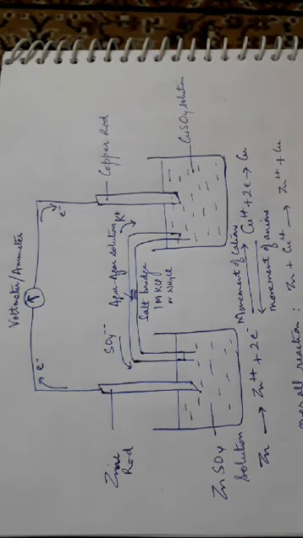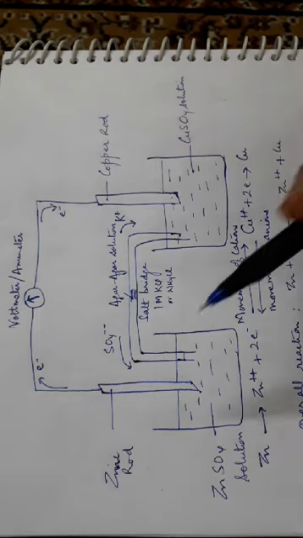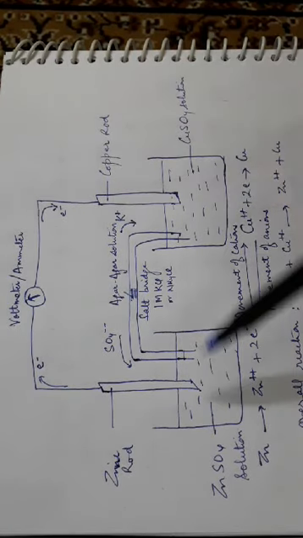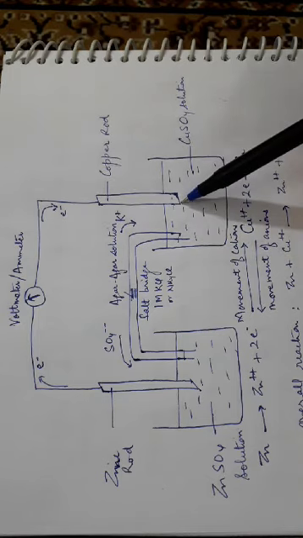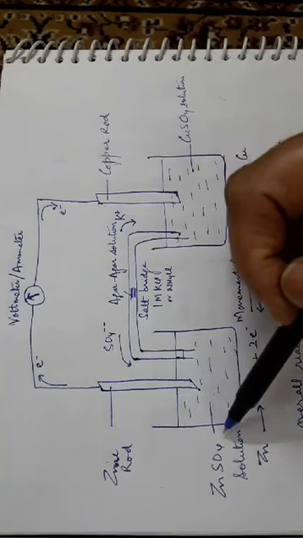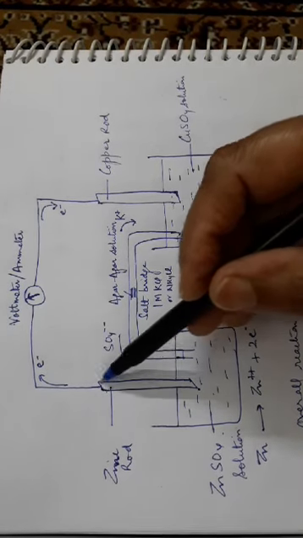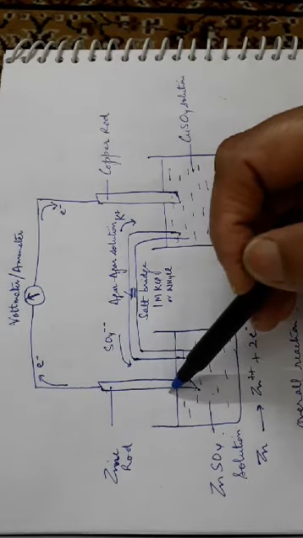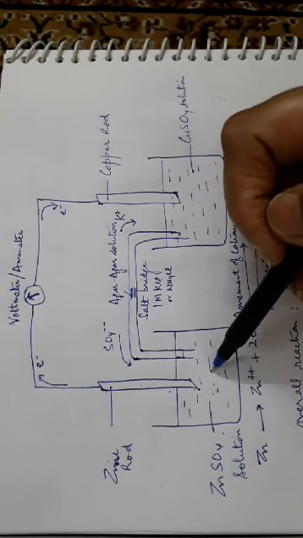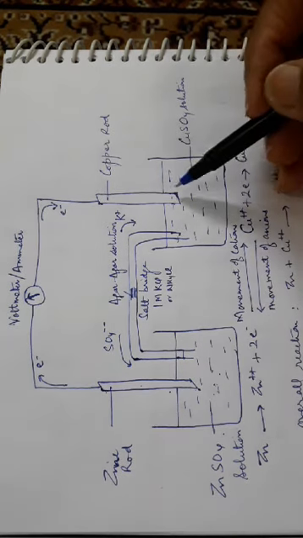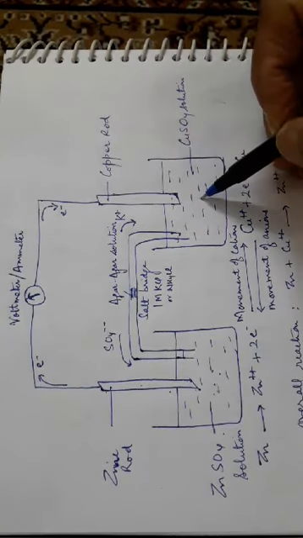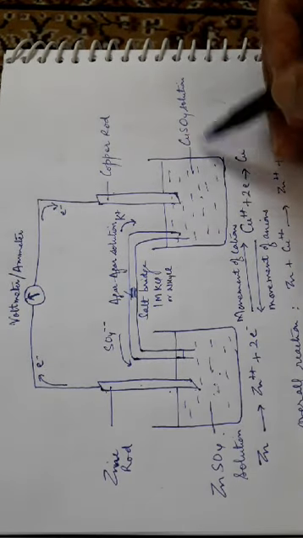This galvanic cell consists of two half cells. This is one half cell, this is another half cell, the left hand side half cell and the right hand side half cell. The left hand side half cell consists of a zinc rod immersed into its own ionic solution, zinc sulfate. On the right hand side, the other half has a copper rod immersed into its own ionic solution, that is copper sulfate solution.